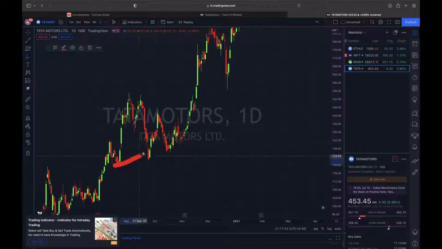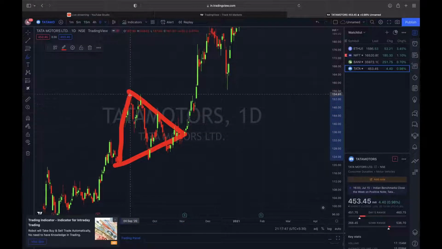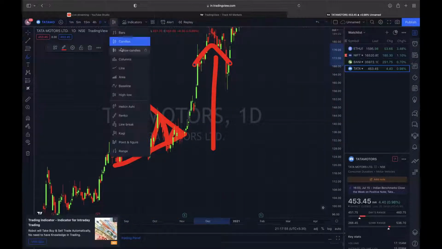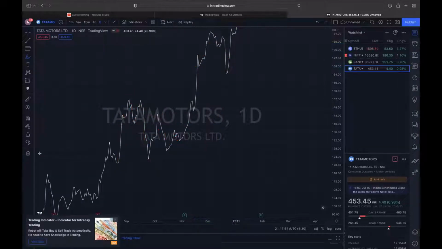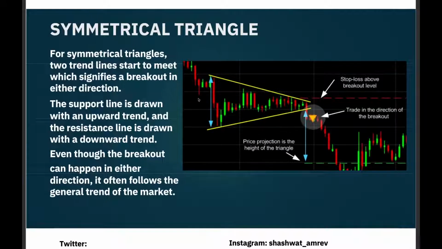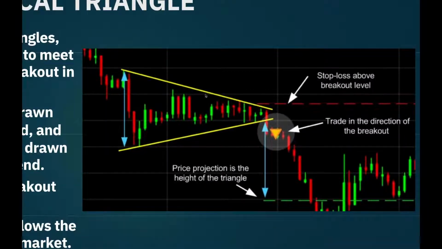See, up and down, up and down, up and down, and boom, break. Let me show you in the line chart, a clearer way of watching the charts. Symmetrical triangle, everyone. Boom. So a symmetrical triangle will tell you the move is coming.